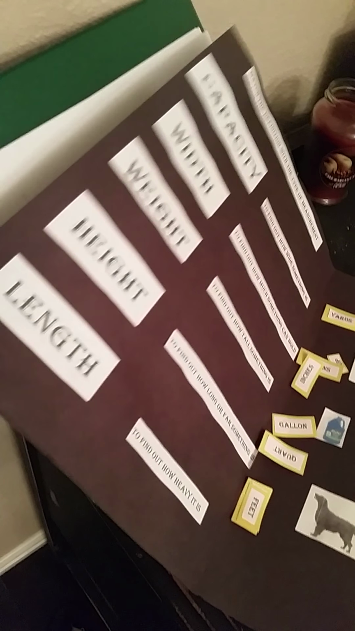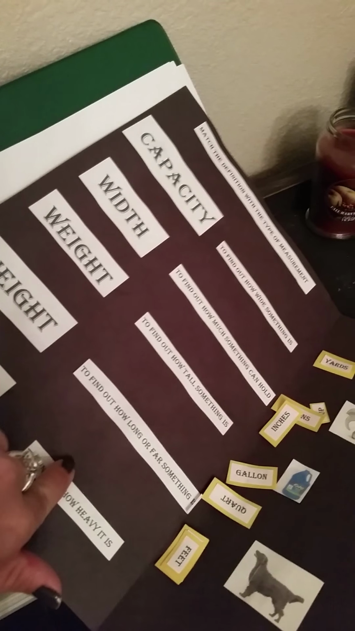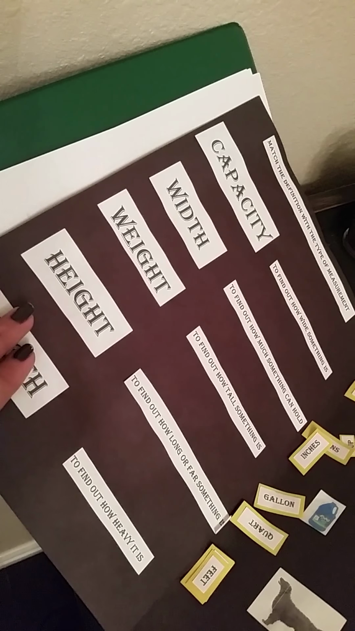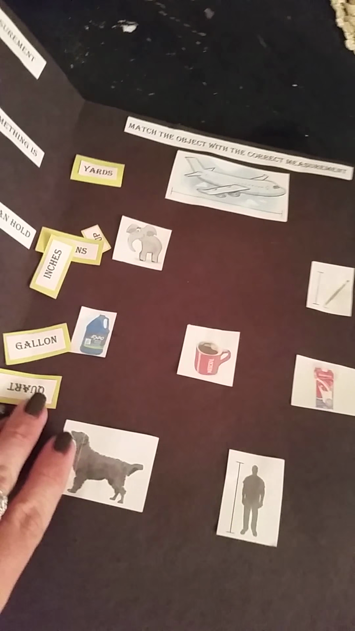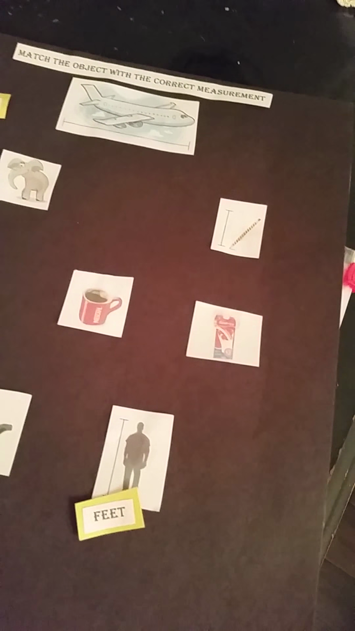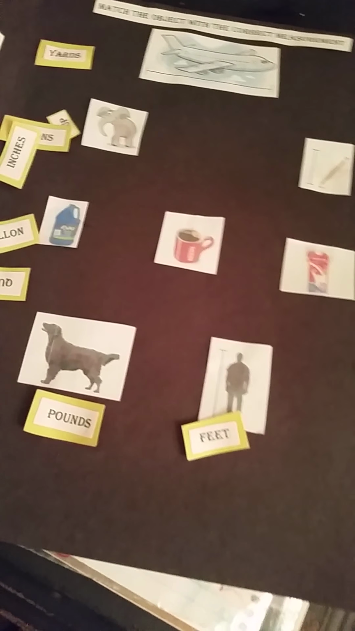On this side, we have the different types of measurements, and then they would have to match up their definitions to find out which is accurate. Over here, you use these little printouts to say which one goes with which. How would we measure the different things? We measure a person in feet. We can measure how much a dog weighs in pounds.